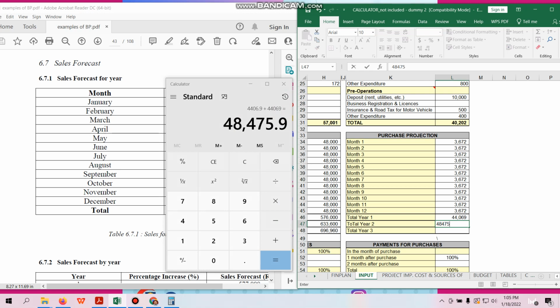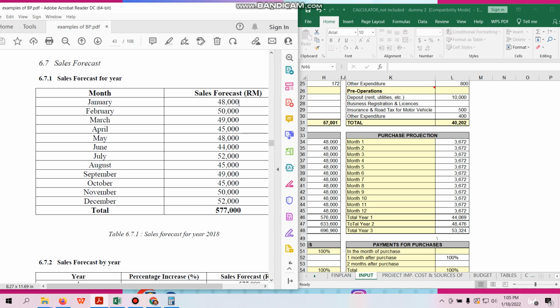So you have 48,475.9. And then for the third year, you take the number that you got in the second year times 10%, plus the value that you have in the second year, 48,476. So you have about 53,323.59. So at least you can see that I just want to make sure that students are more realistic.